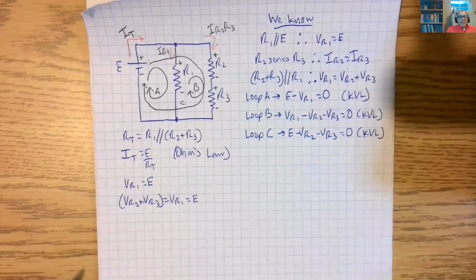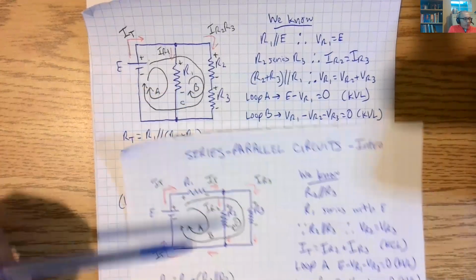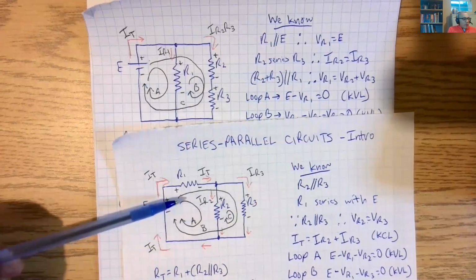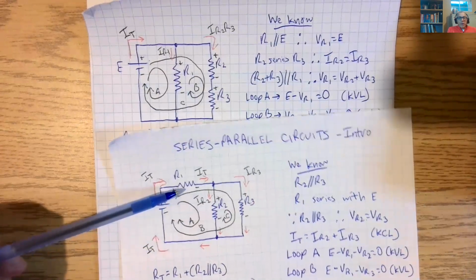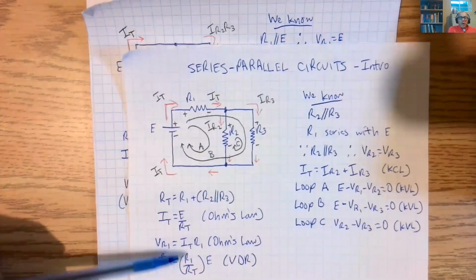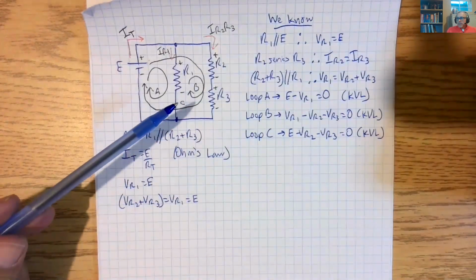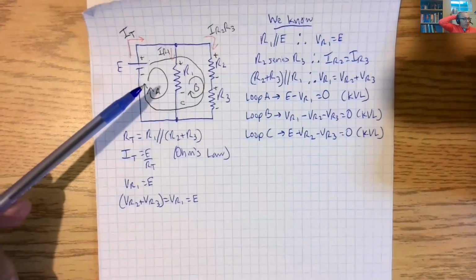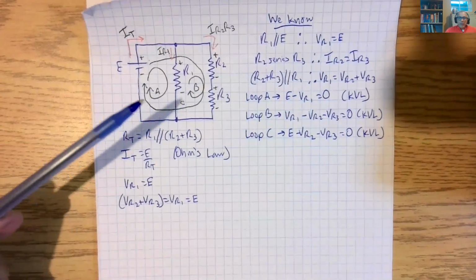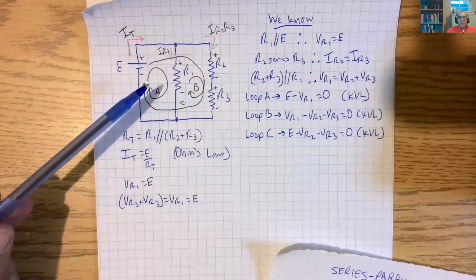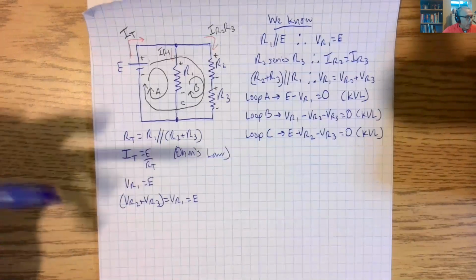So the reason why I said you need to understand these and not memorize them is we have R1, R2, R3 in two completely different combinations here. So over here, we said that VR1 was equal to R1 over RT times E. But that's not the case here. Here, VR1 is just equal to E because they're in parallel. Here, R1 was in series with E, and here it's in parallel with E. All right?